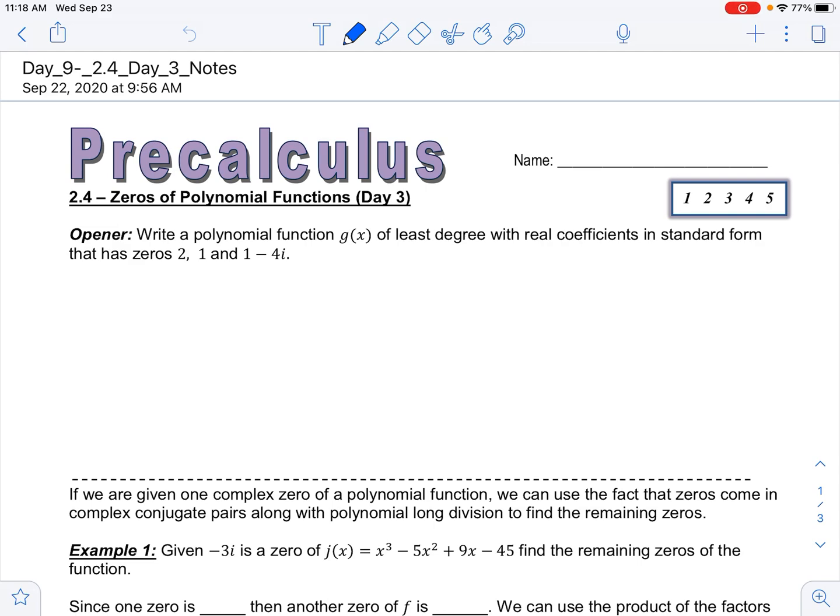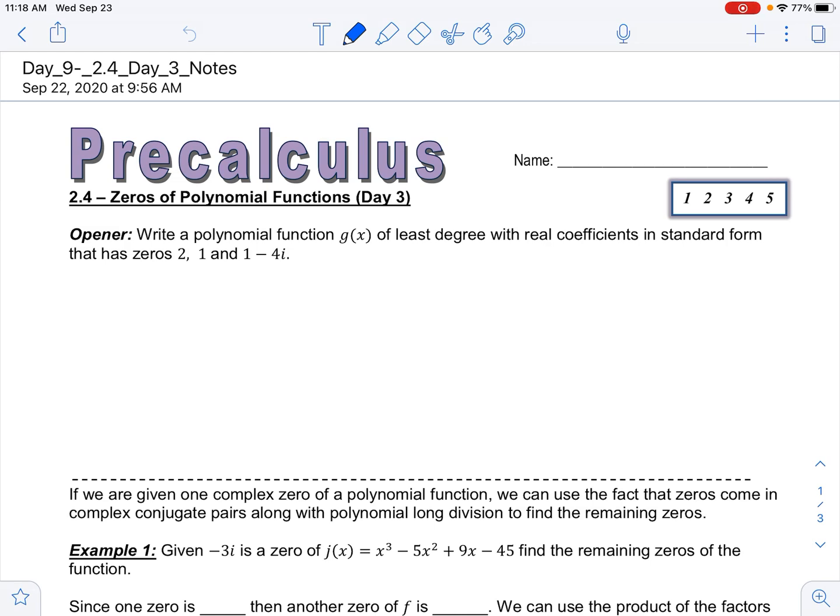All right, 2.4 day 3. Go ahead and start with the warm-up and pause the video, try it on your own. And then I'm going to actually tell you the answer right now, so in case you got it, you can fast forward into the actual notes.